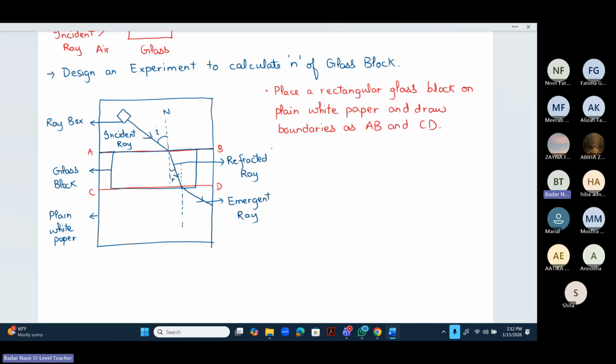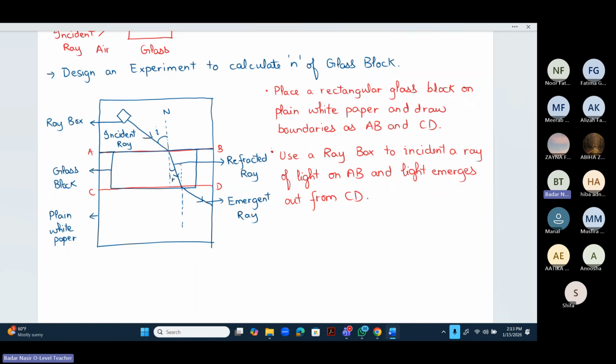नेक्स्ट थिंग व्हाट वी आर गोइंग टू डू, ठीक है, use a ray box to incident a ray of light on AB and light emerges out from CD. अब क्योंकि जब ये ग्लास ब्लॉक रखा होगा, तो जब आप यहाँ से एक लाइट रे इंसिडेंट होगी तो अंदर से रिफ्रैक्ट होगी लाइट और फिर वापस बाहर निकलेगी. ठीक है, अच्छा, तो अब आपने क्या किया, use a ray box to incident a ray of light on AB and light emerges out from CD. So you will place two crosses.